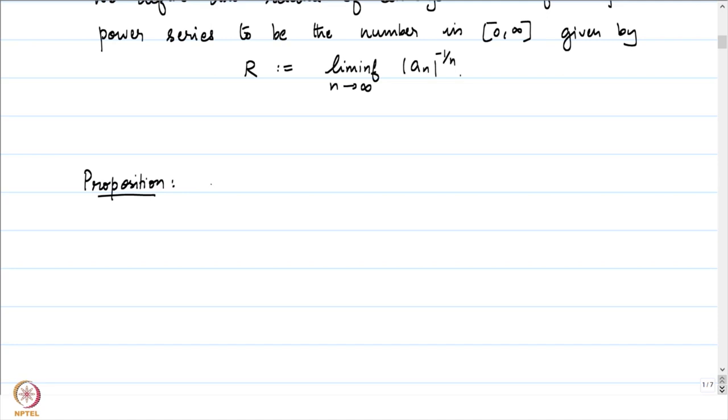Let me note that. Let summation a n (z minus z 0) to the power n be a power series around z naught.